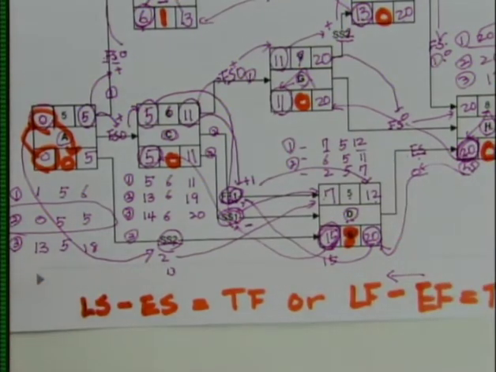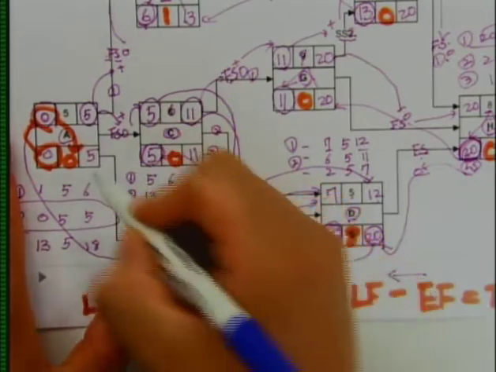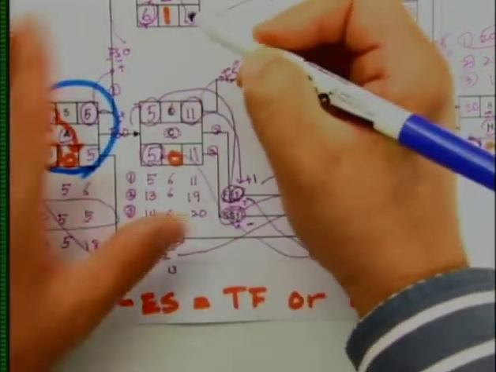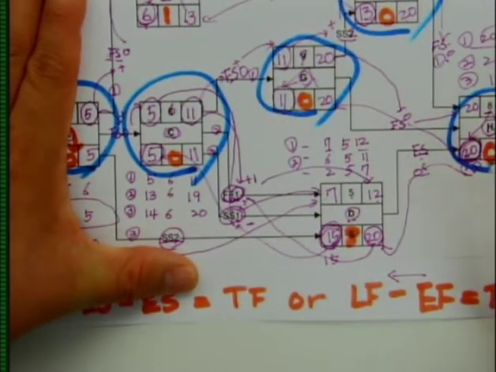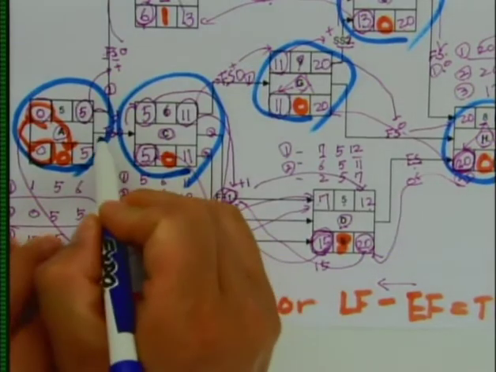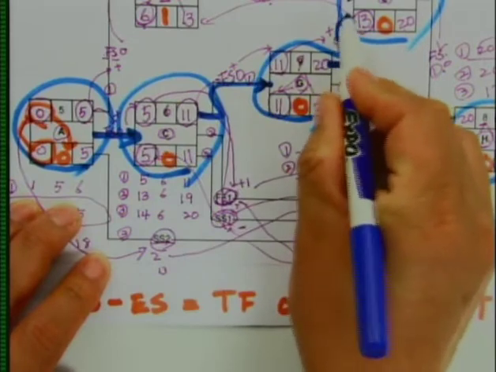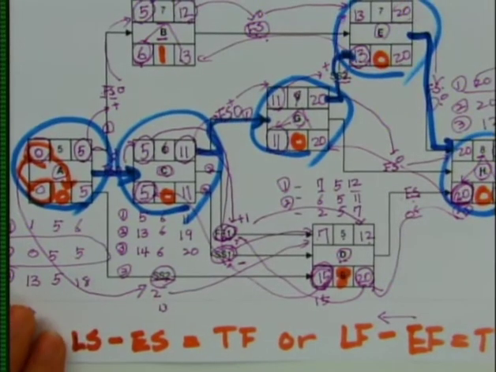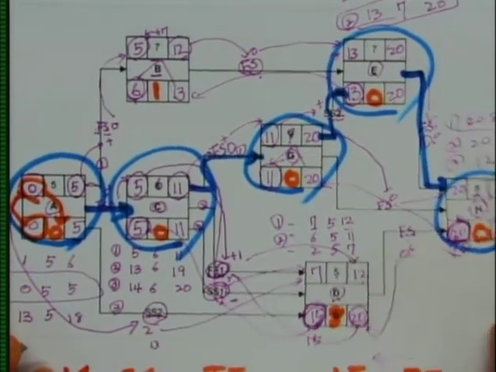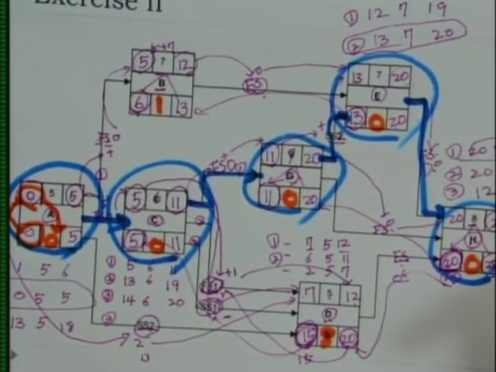So what will be your critical path? Your critical path will be where your total float is 0. So your critical activities become A, C, G, E, H. Yep. So your critical path will be A to C, C to G, G to E, E to H. Yep. That's the way to calculate early start date and early finish date, late start date and late finish date, and total float.